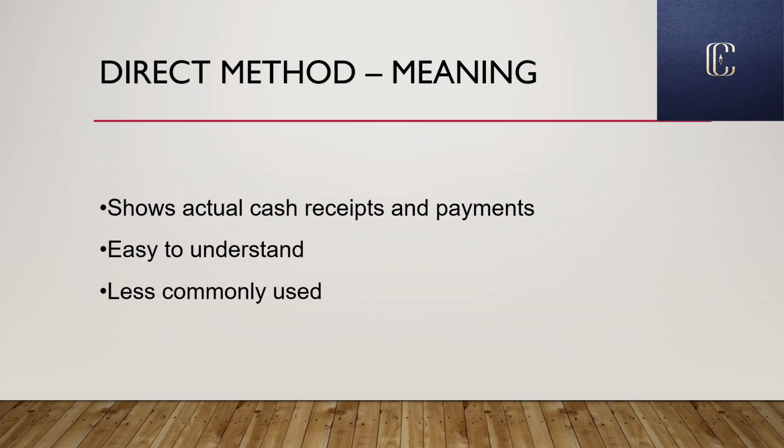That means cash collected from customers, cash paid to the suppliers, cash paid for salary, and cash paid for rent. Everything is shown directly in cash terms. That is why it is called the direct method. And direct method shows the actual cash receipts and payments. This is the biggest feature of the direct method.